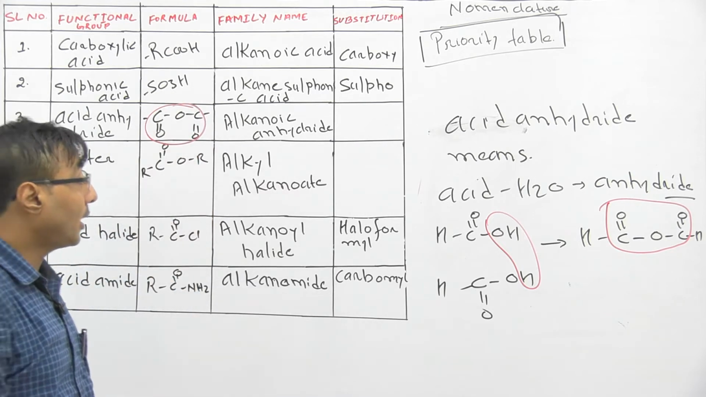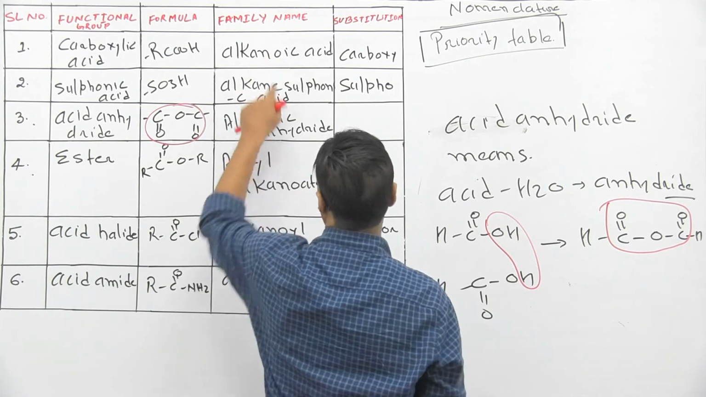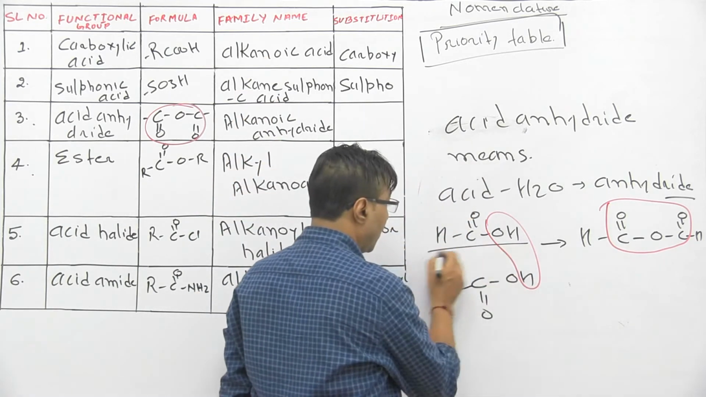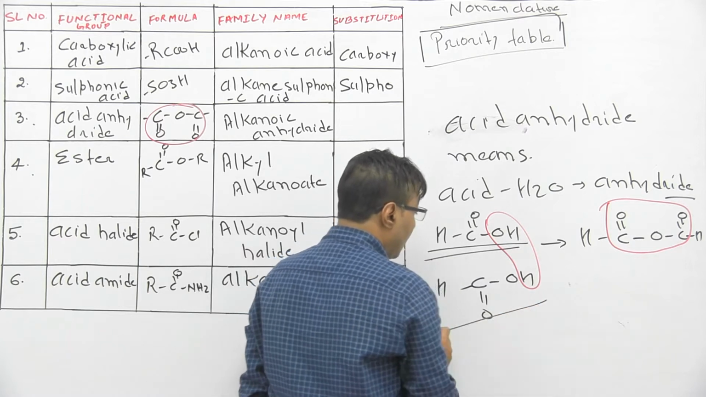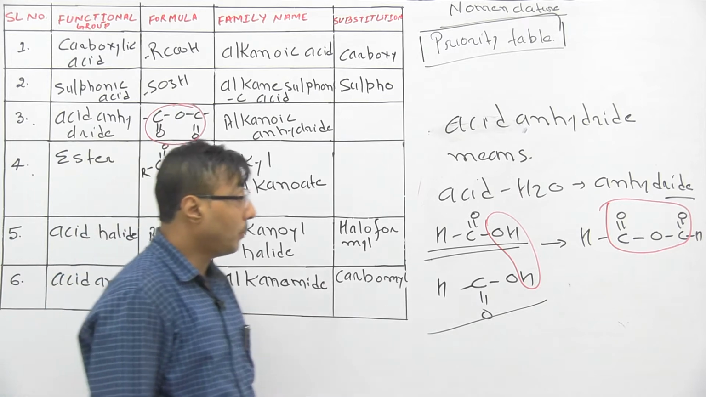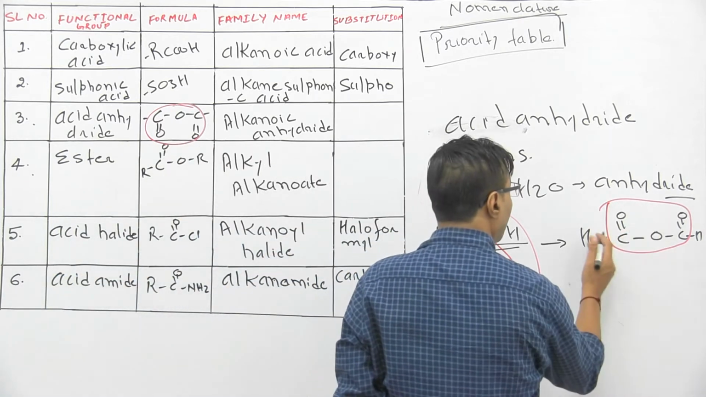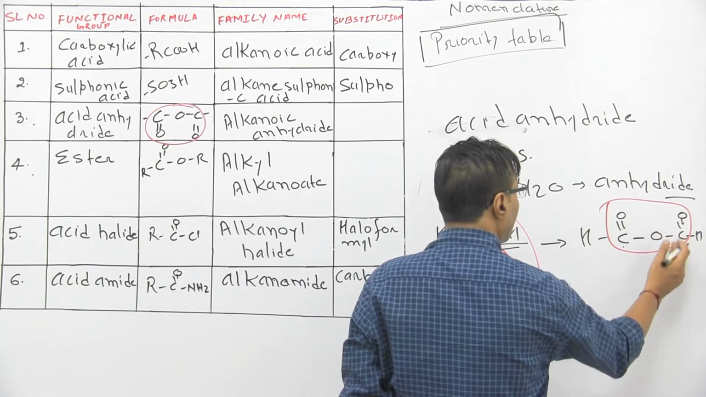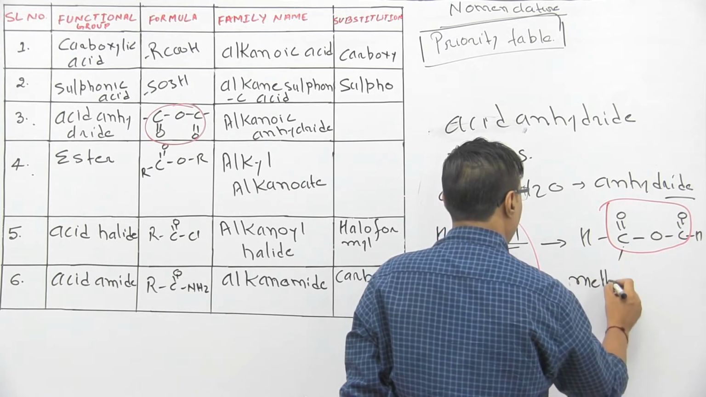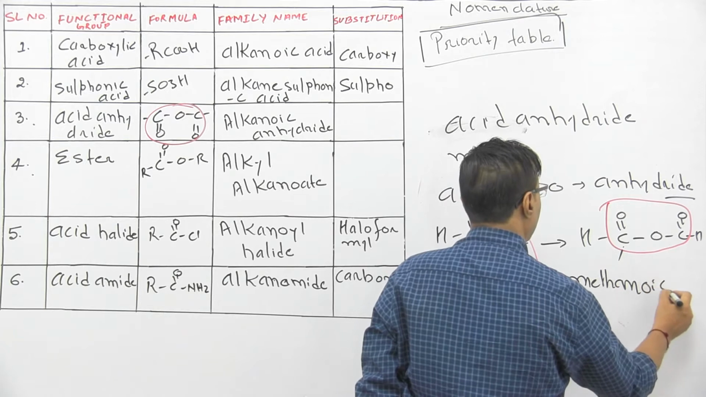Now how can the naming be done? How does this suffix come? For that, you find out the parent acid. We need to find out the parent acid, and in the parent acid, from this side how many carbon? 1 carbon. That side how many carbon? 1 carbon. It means it is basically methanoic acid. This is basically methanoic acid.